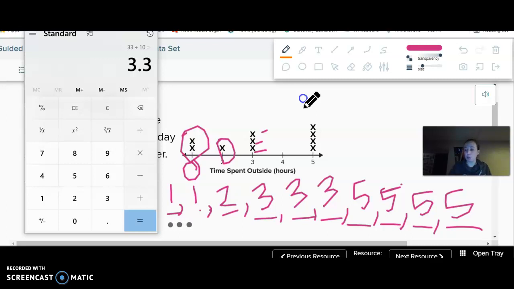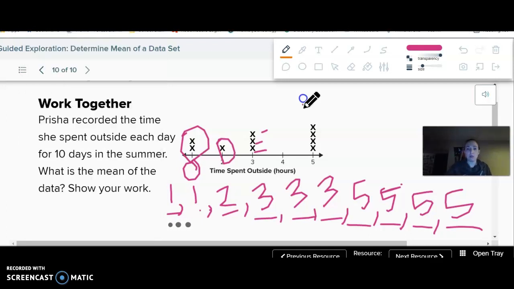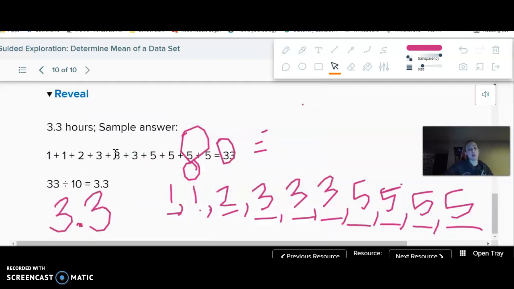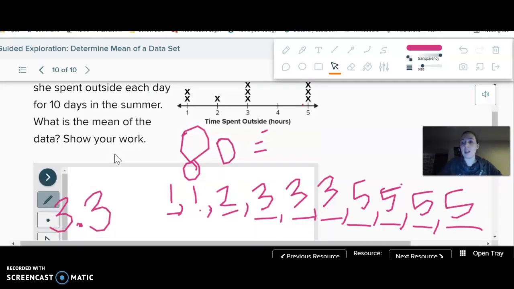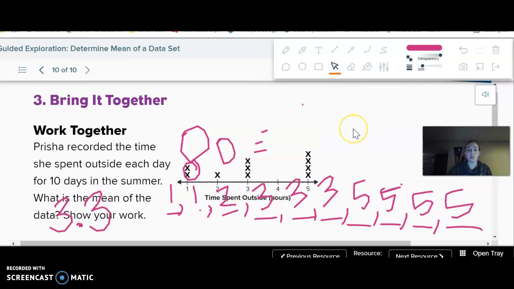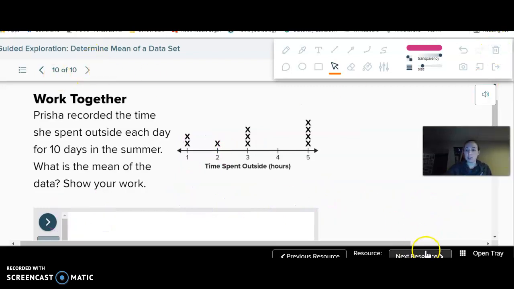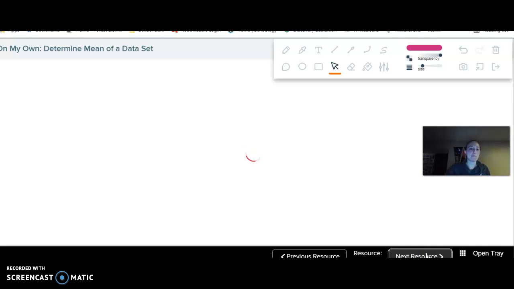Now you might get some weird decimals when you do the mean, right? Depending what the sum is and what I'm dividing by, I might get weird ones. So she spent 3.3 hours outside. Okay, just wanted to make sure I did that right, because again, it's easy to type things in wrong or go wrong somewhere. I'll have you do some practice now. Generally, it's going to be, what is the mean of the data set?